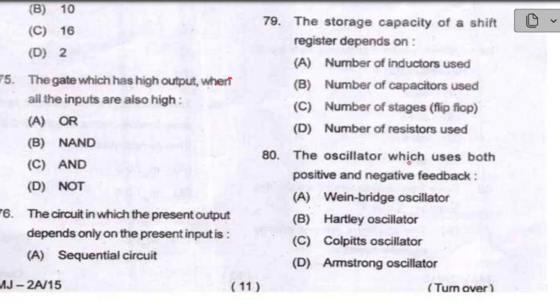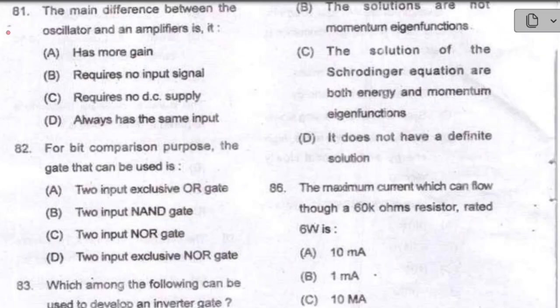Next, 80. The oscillator which uses both positive and negative feedback is your Wien-Bridge oscillator. So A is your correct option. 81. The main difference between an oscillator and an amplifier is that an oscillator requires no input signal. So B is your correct option. An oscillator is an electric circuit which gives output without input. So this is the main difference.